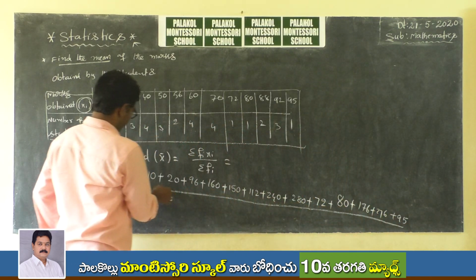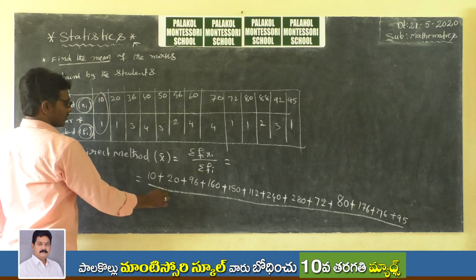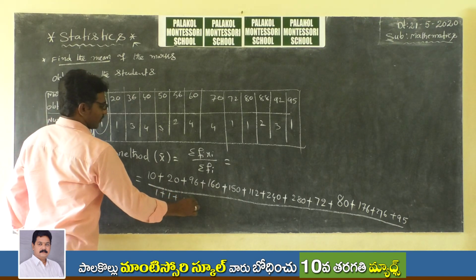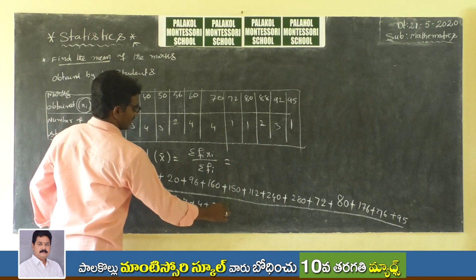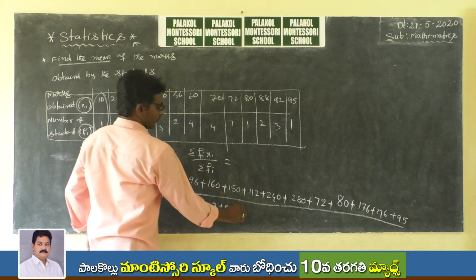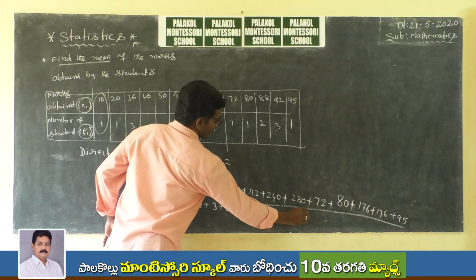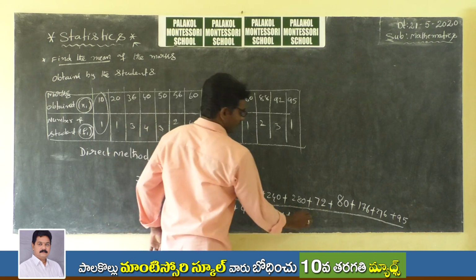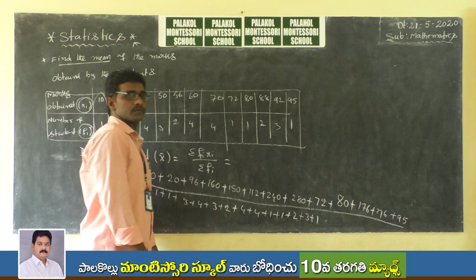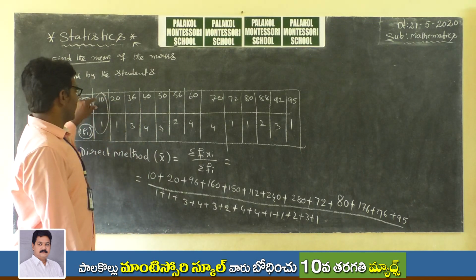So, 1 plus 1 plus 3 plus 4 plus 3 plus 2 plus 4 plus 4 plus 1 plus 1 plus 2 plus 3, 3 plus 1. Check it. How many guys are there?